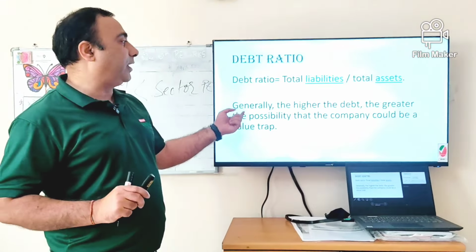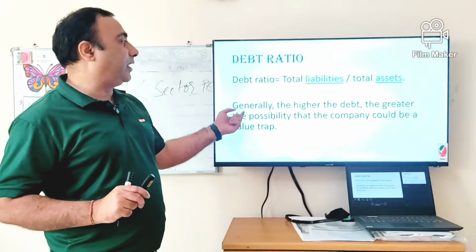Then the second one is current ratio. Current ratio is current assets divided by current liabilities. This is one of the important indicators. It gives you an exact idea that the higher the number, the more liquid the company is. That means this ratio is growing.